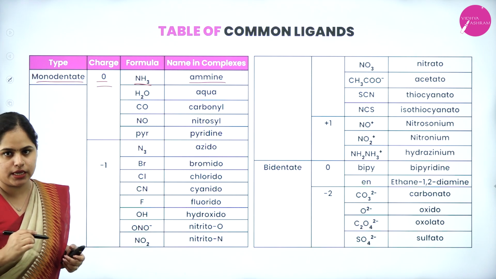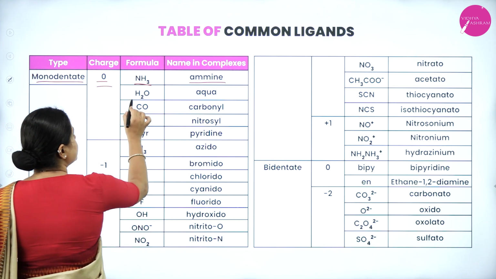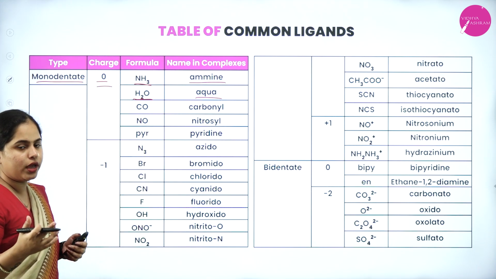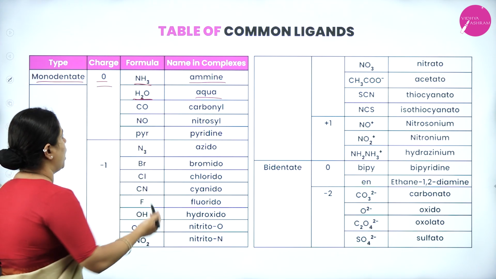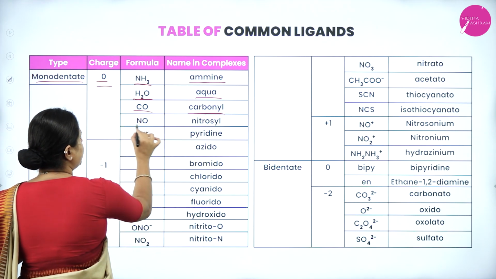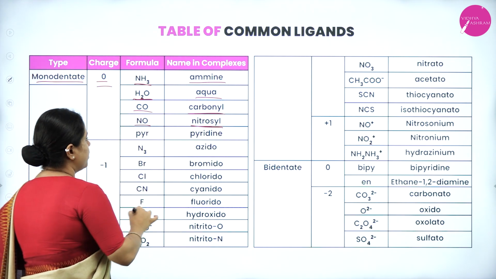It's not single M, it is double M, amine. Okay. Next one is H2O. It is aqua. Even H2O is neutral. So the name we have to use is aqua. The next one is CO, carbonyl. It is also neutral. NO is called nitrosyl.